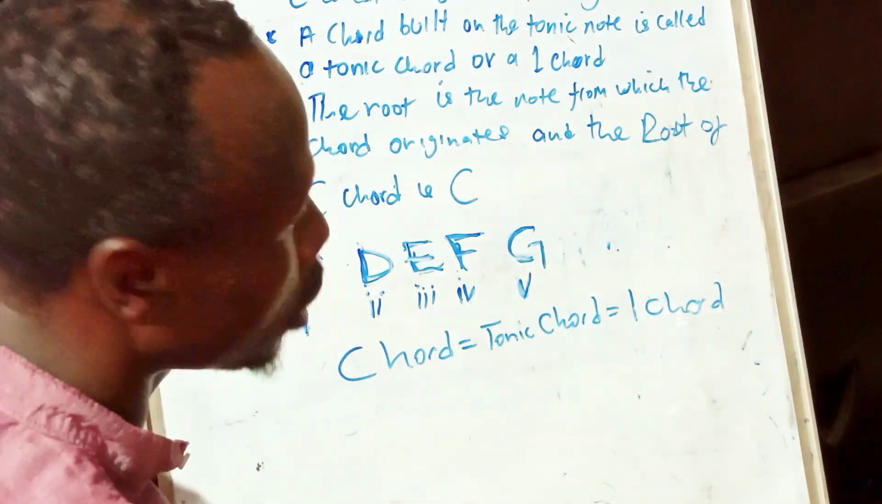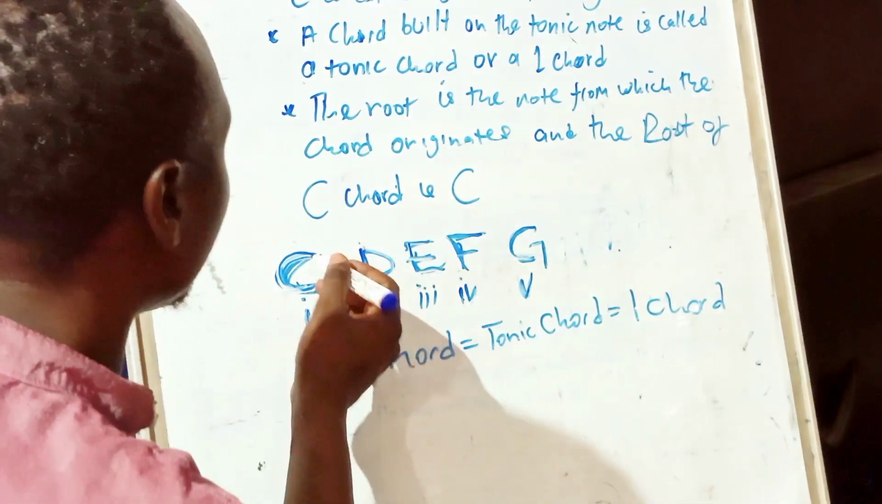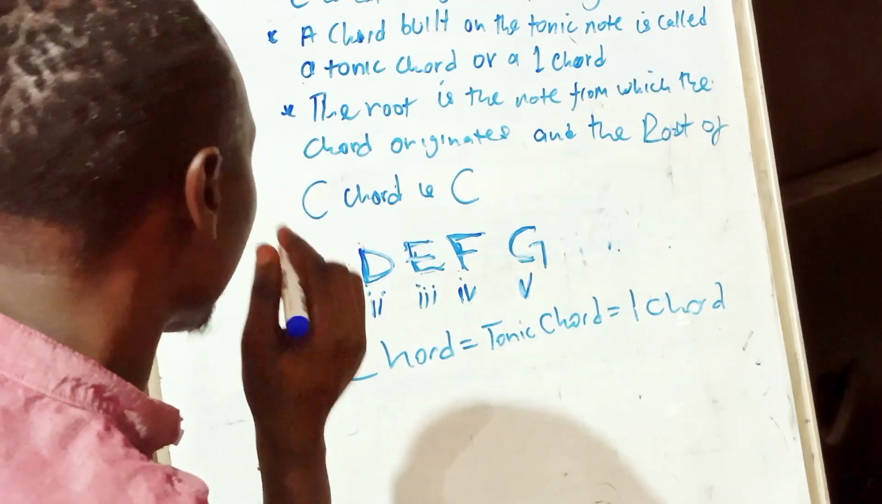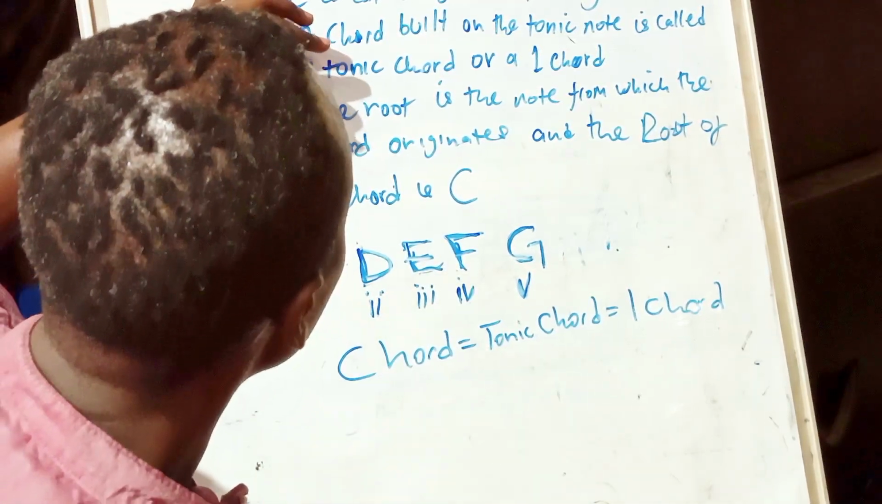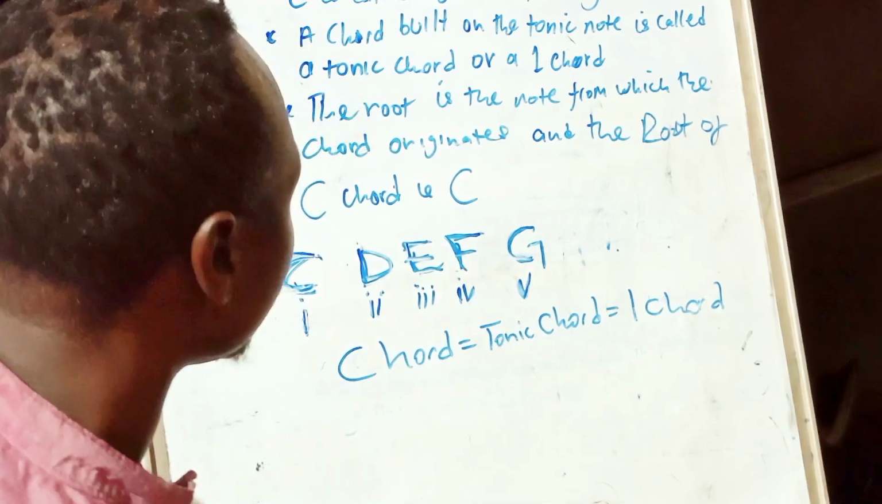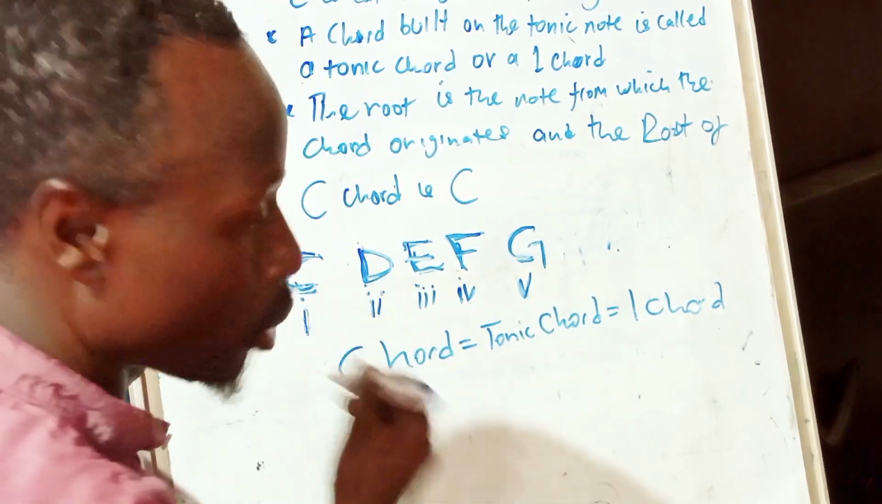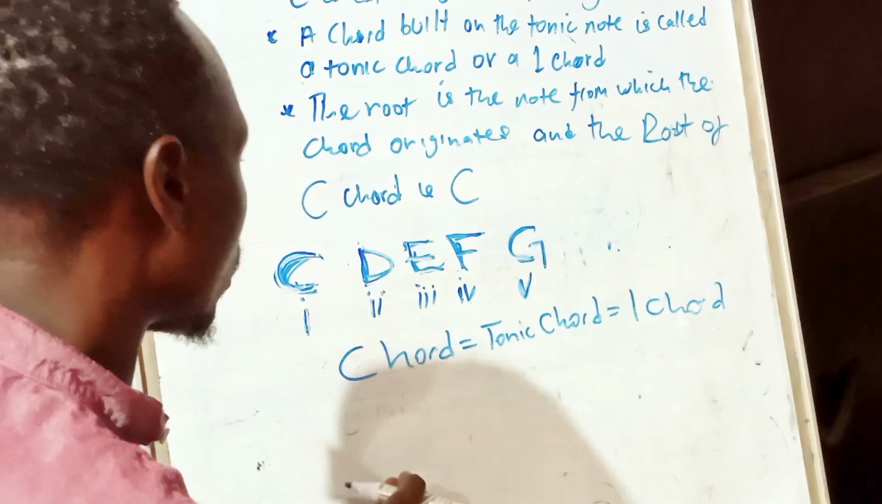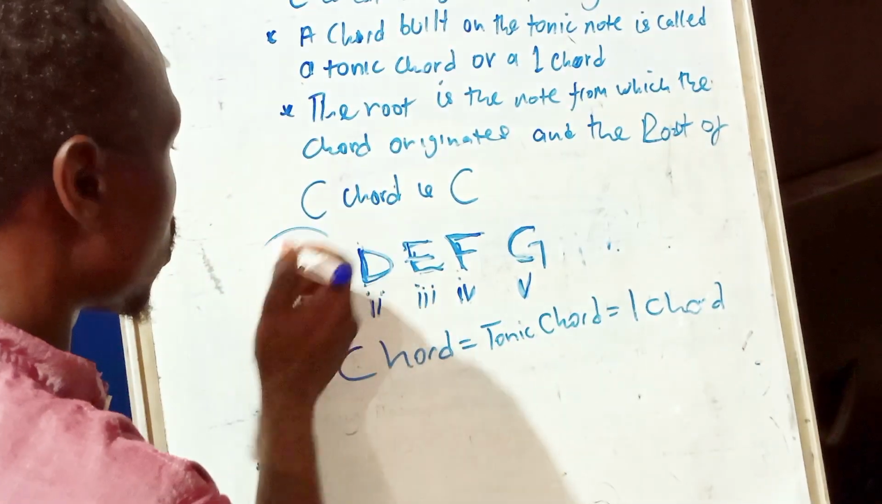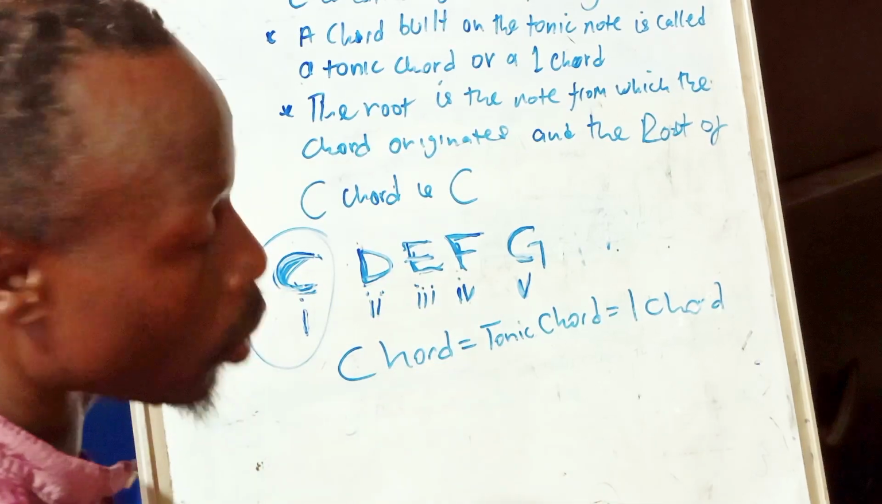It's called the tonic, the home note, or the key note because it's on degree 1, the first place, the first position. A chord built on the tonic note is called a tonic chord or a one chord. So a chord built on the tonic is called a one chord, first place, first position.